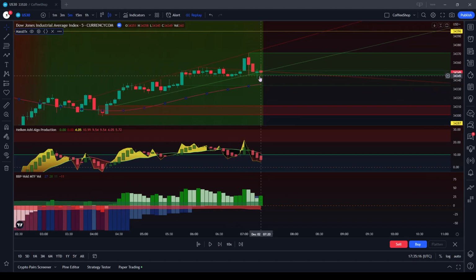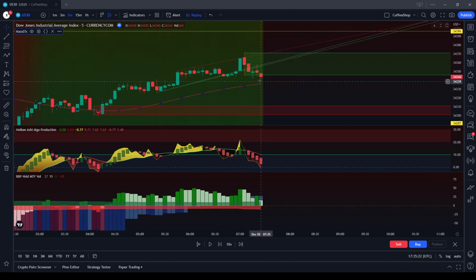I need this candle to close lower than this. I just need a low lower than this low. That's all I need. There it is. So this low is lower than this low. This is my entry for a short position. It's just a pullback. I want to go to the previous low.